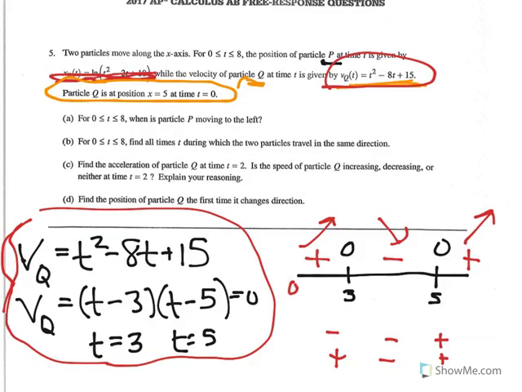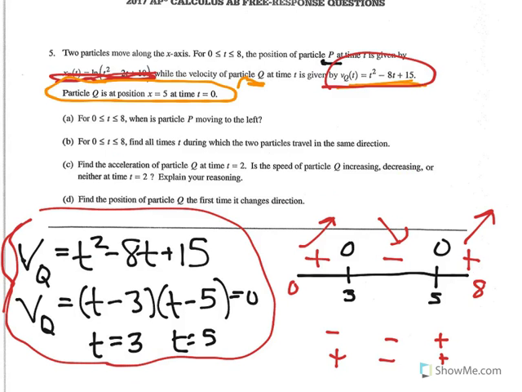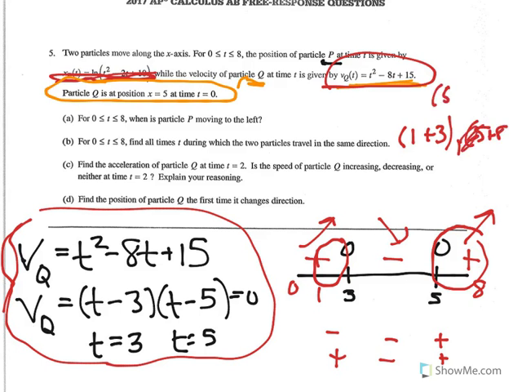I should put those times on there, 0 to 8. So if I look at the first graph, I could see it was positive after 1. On this graph, it's positive between 1 and 3 and 5 and 8. So the times where it's moving in the same direction is between 1 and 3 and 5 and 8. Oops, I ran out of room. I didn't write that very well. Let's erase that quick. Comma 3 and 5 and 8.